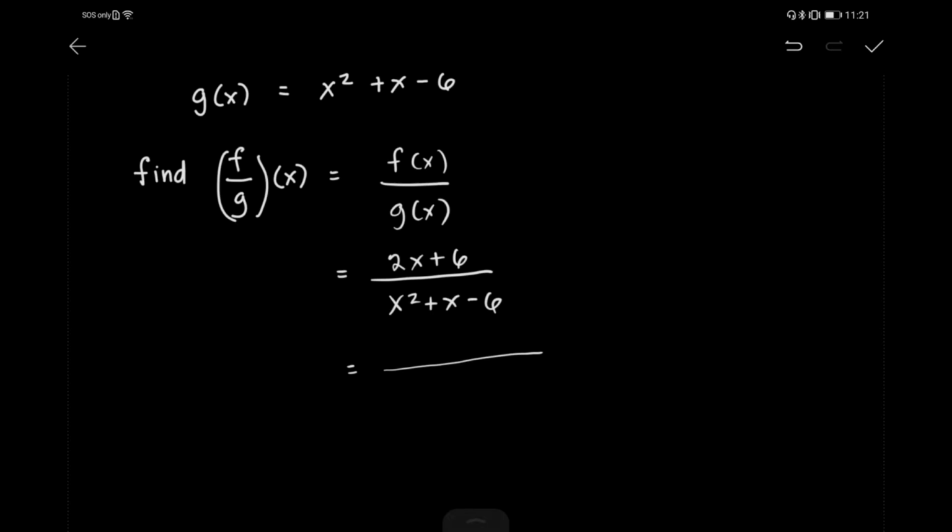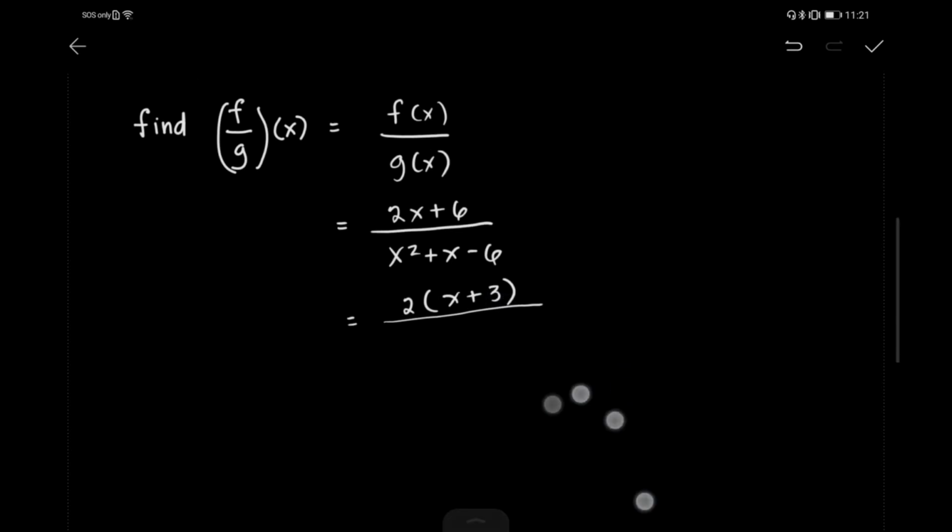The greatest common factor of our numerator is 2, quantity of x plus 3. And our denominator is in the form of a quadratic equation. We know that if we factor a quadratic, the result is two binomials. And x squared came from multiplying x by x. So we have to think of two numbers whose product is equal to negative 6 and sum is equal to 1. So what are those numbers? They are positive 3 and negative 2.